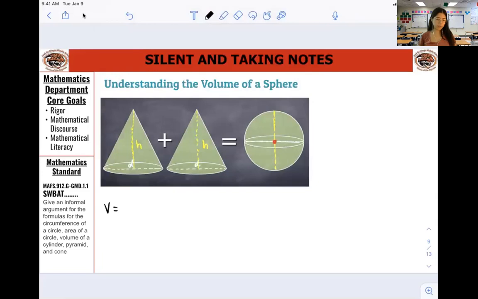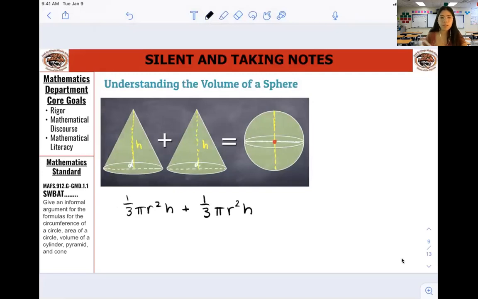Volume of a cone. Okay, 1/3 pi r squared h. Now we're saying that 2 cones equal 1 sphere, right? So the volume of 2 cones is going to be the volume of 1 sphere. So what I can do is I'm adding 2 of these together.